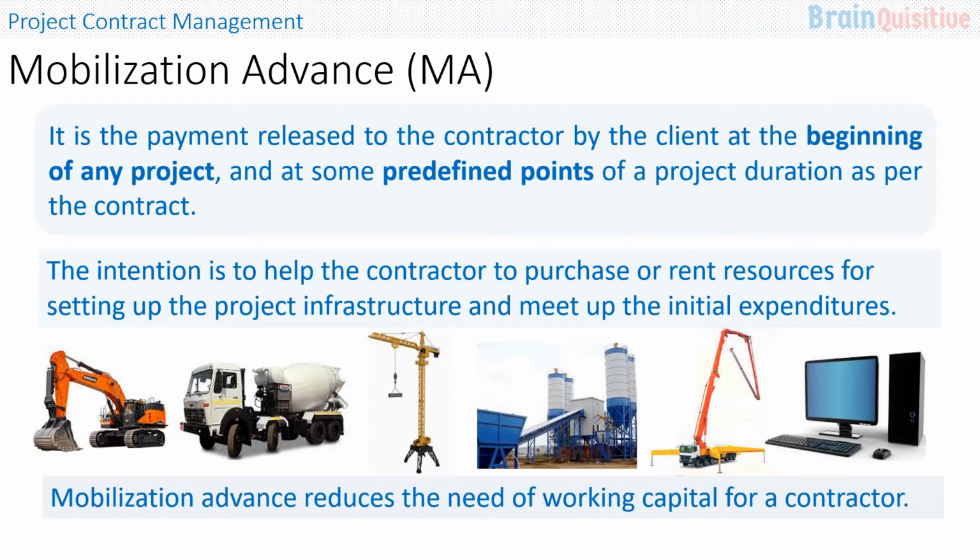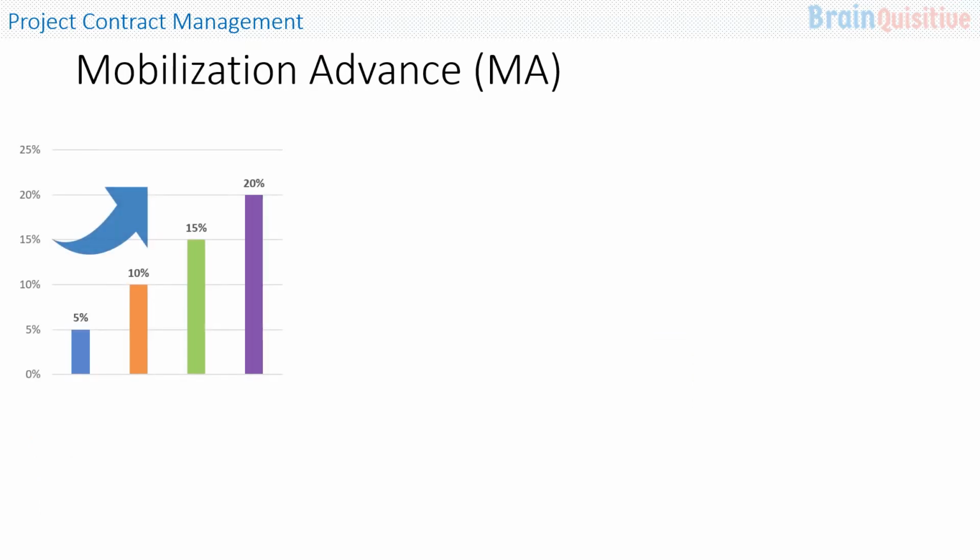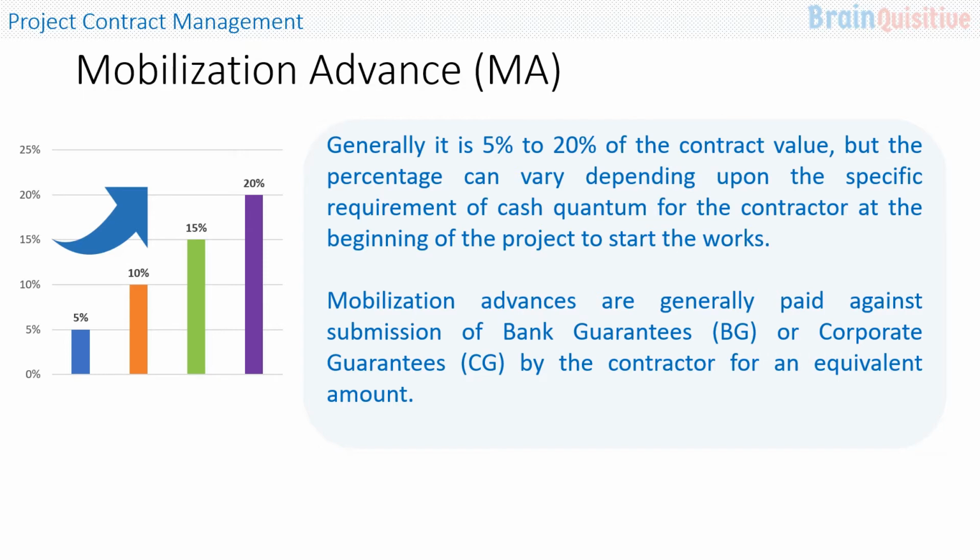Mobilization advance reduces the need of working capital for the contractor. It is generally 5 to 20% of the contract value, but the percentage can vary depending upon the specific requirement of cash quantum for the contractor at the beginning of the project to start the work and meet his requirement of initial expenditures. The mobilization advances are generally paid against submission of bank guarantees or corporate guarantees or bonds, which is to be provided by the contractor to the client for an equivalent amount. This is to cover the risk of the client.